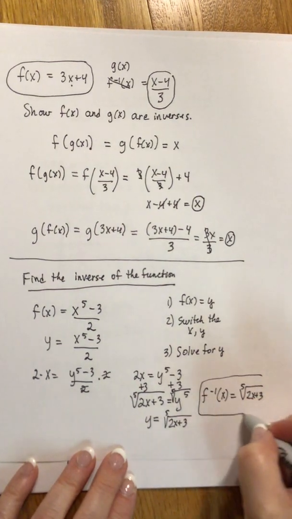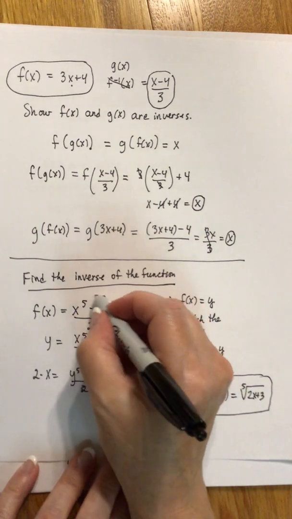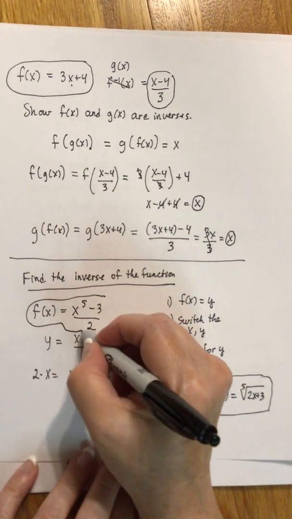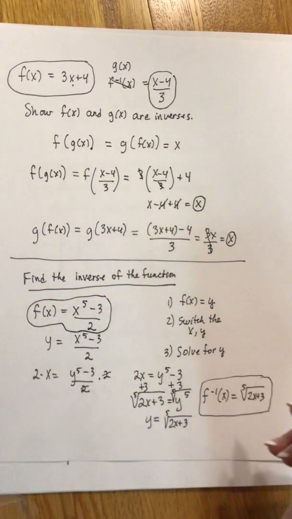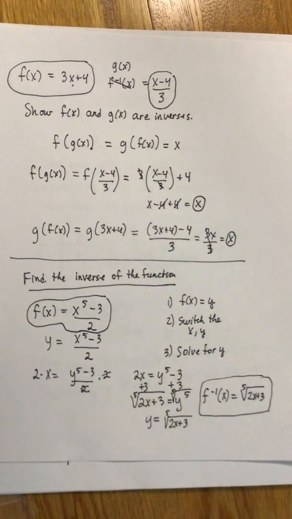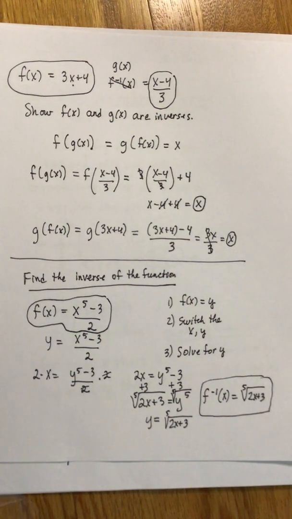So we're finding the inverse function of this original function. Give everybody a chance to catch up to that point first. Okay, the next one we're going to find is the inverse of a rational function.